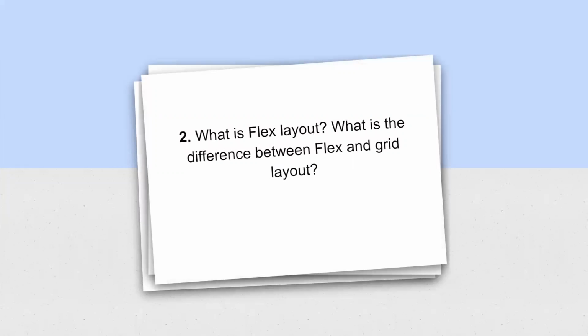What is flex layout? What is the difference between flex and grid layout? Flex layout is a flexible box layout that provides a more efficient way to layout, align, and distribute space among items in the container, even when their size is unknown or dynamic. Flex layout defines 4 properties that affect the size, orientation, and alignment of child views. They are direction, justification, alignment, and wrap type.